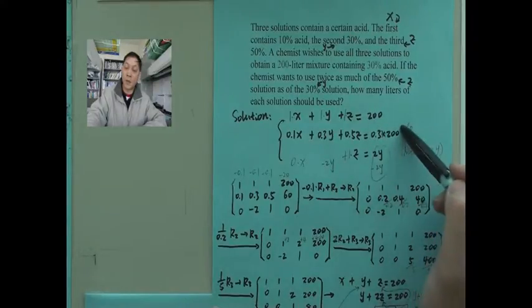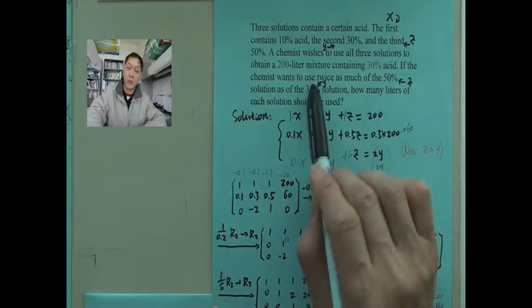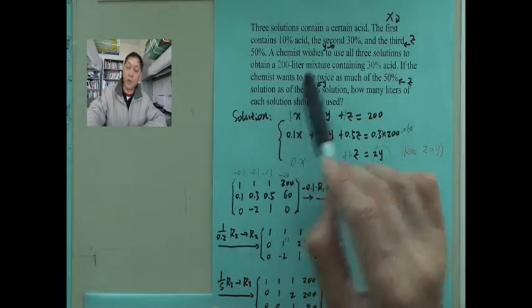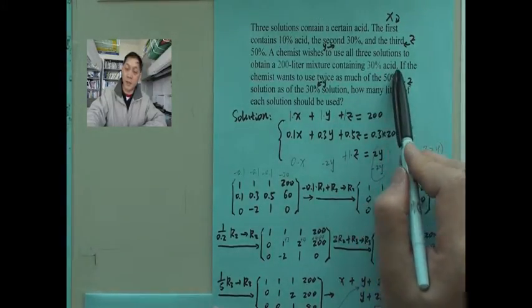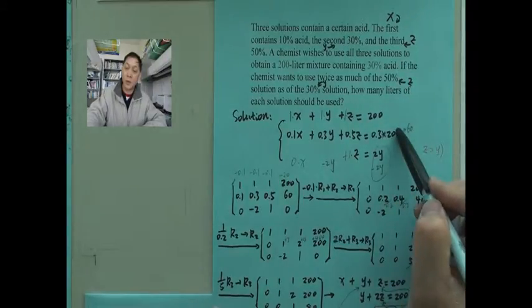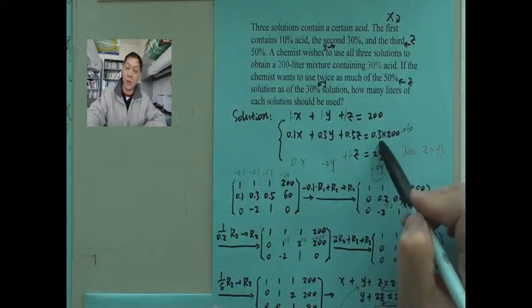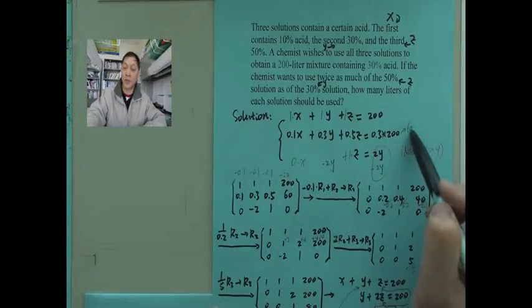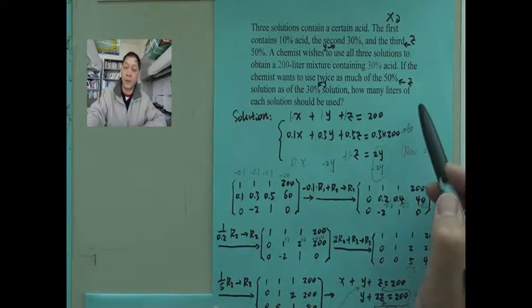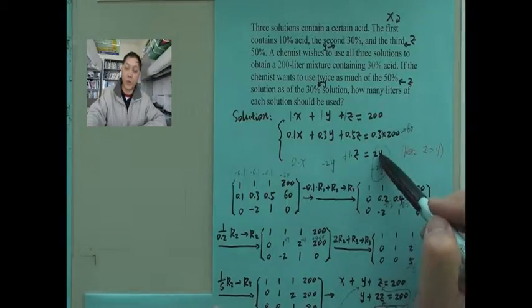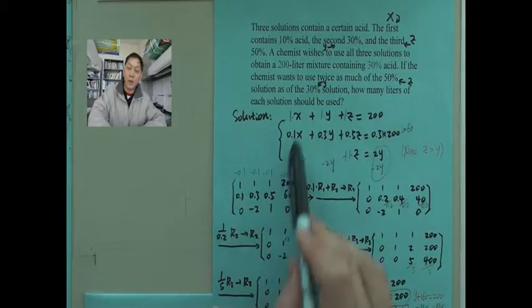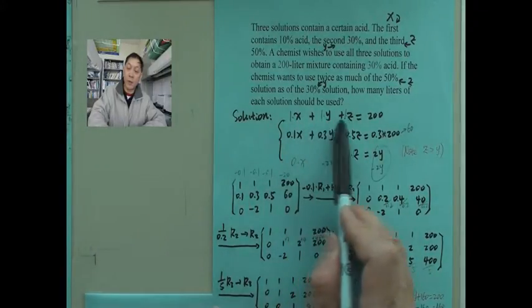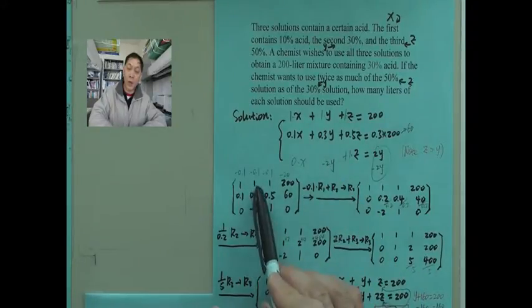Eventually, how much acid will we get? Because the total amount of mixture is 200 liters, and our final answer is 30% acid, out of 200 times 30%, or 0.3, that would be the acid. That's 60. So if we get the equation, from the equation here you can have 1 times x, 1 times y, 1 times z. You have 1, 1, 1, 200.